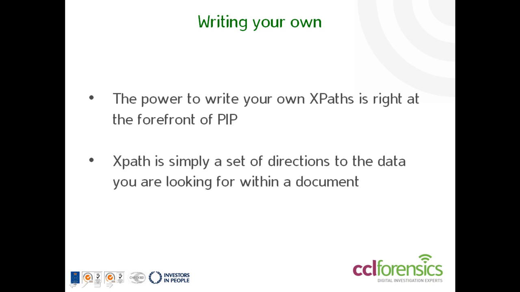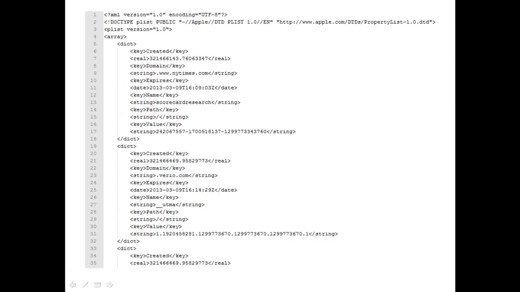XPath is not a particularly difficult language to learn. It's simply a list of directions to the data that you want to get at in a particular XML document. As an example, today we're going to look at writing an XPath for getting the data out of a Safari cookies.plist file. Of course, with Dunk now available, I'd recommend using that tool for dealing with cookie files. However, before Dunk was available, we were using PIP internally for parsing these files.